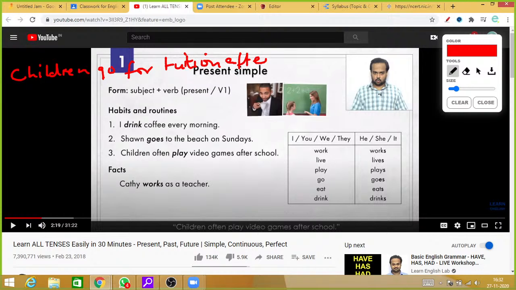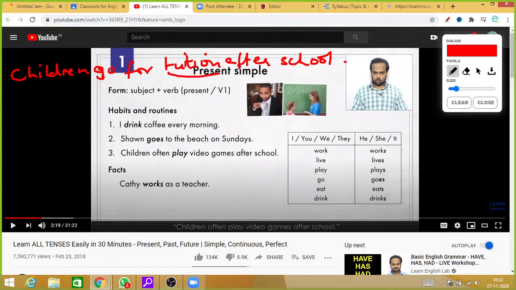Children go for tuition after school. So which is the verb in this sentence? Who will tell me? Vaishnavi, tell me, which is the verb in this? Children go for tuition after school. Which is the verb in this sentence? Tuition.